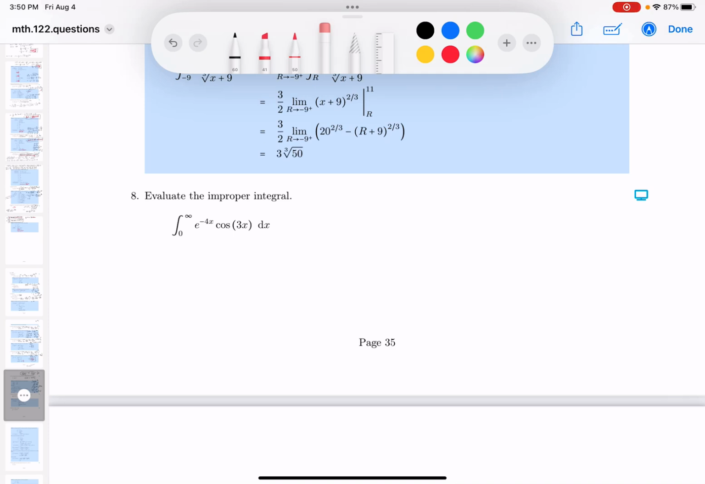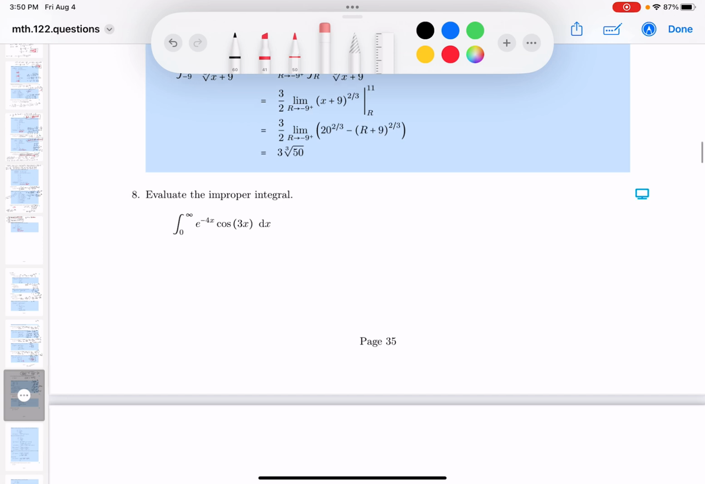Okay, this is an improper integral. It's going towards infinity, that's why it's improper. Let me see if there's any other problem with it. I don't see any other problems with it. So what I want to do is integration by parts first. In other words, I'm not going to look at the limits, not going to put 0 to infinity down for you.